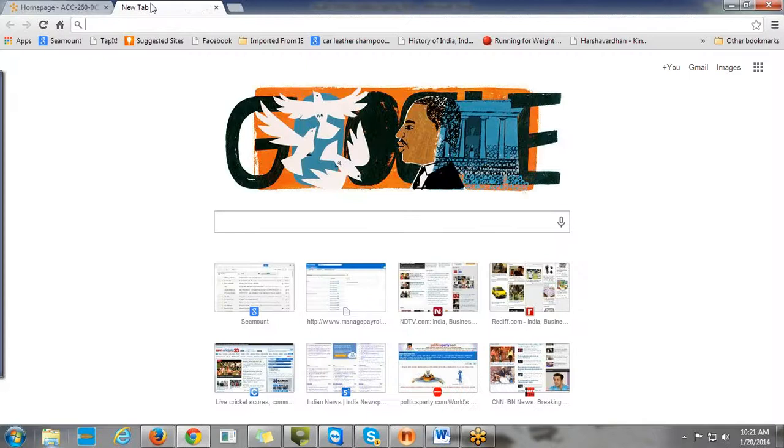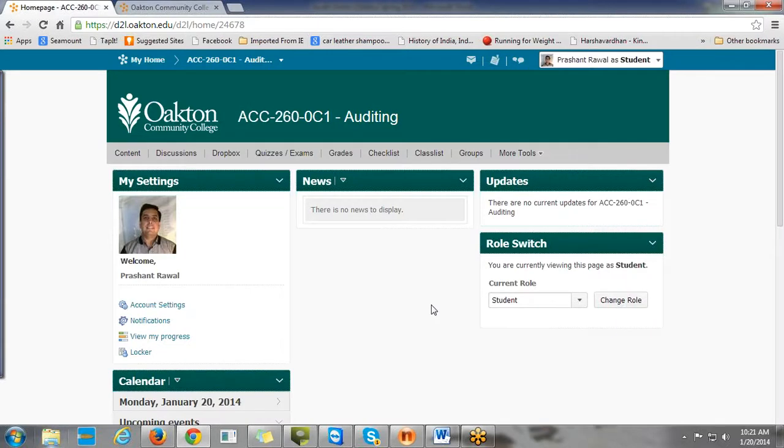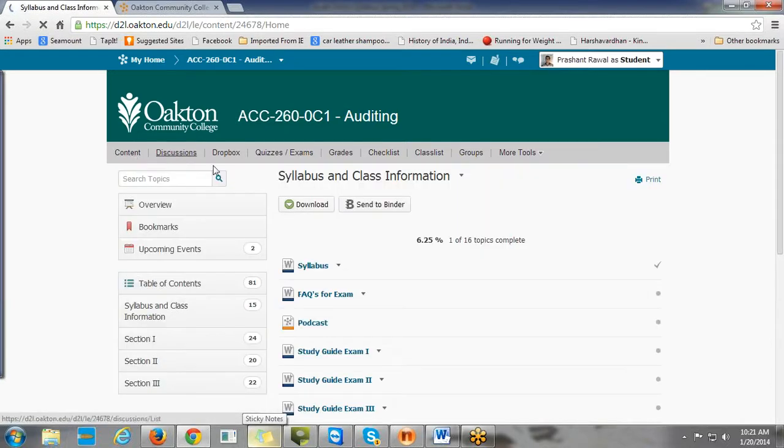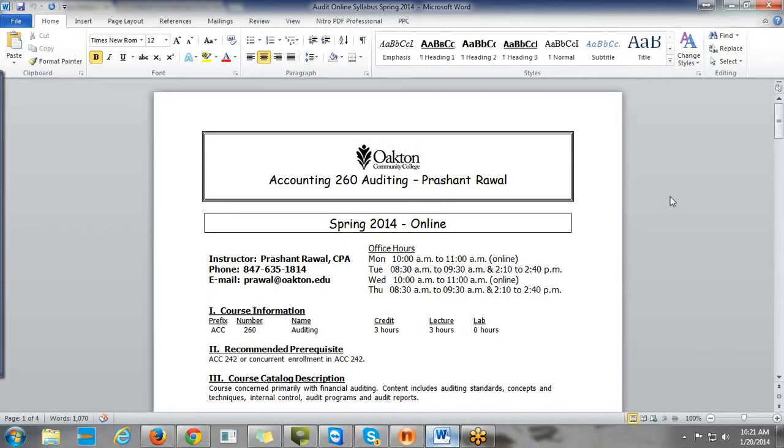Your first step would be to log into d2l.oakton.edu, and over here you can put your user ID and name and get into the class. Hopefully once you get into the class, this is what it is going to look like. Once you are in the class, I would like you to go to Content and go to Syllabus and Class Information, which is the first one. If you click on Syllabus, it should open up this particular syllabus for you.